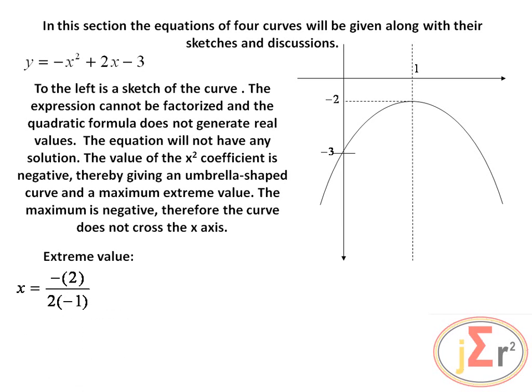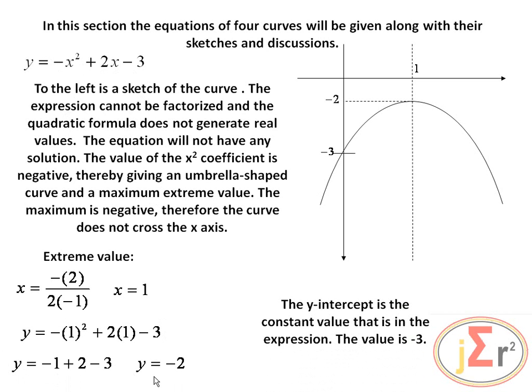So the extreme value, we use the axis of symmetry minus b over 2a, and we get the x value. Usually we substitute that x value into the general expression that we have right here, and we simplify and we get the y value of the extreme point, which is negative 2. So the y value is negative 2 and the x value is 1. So we have negative 2, 1. The y-intercept is the constant value, and that is negative 3, so the curve will cross here also. No other point of interest. Those are the 2 points that we are going to use to sketch that curve.